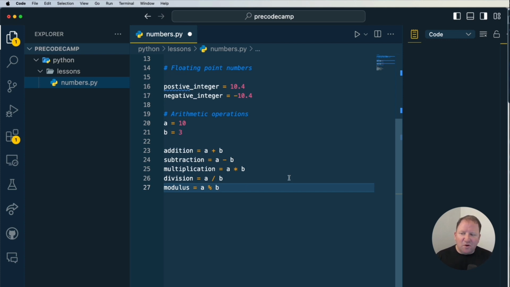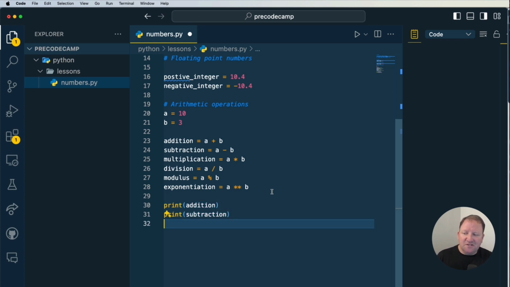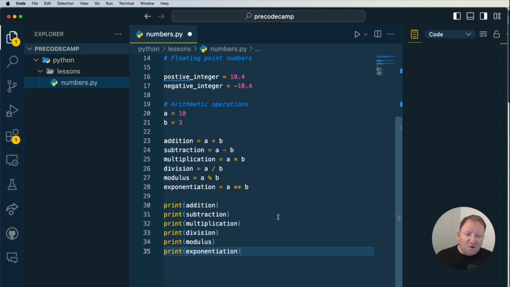And then if we're ever looking to do exponential math, we can do the exponential, and that's utilizing 2 asterisks. That means this is going to be 10 to the 3rd power. That's what the double asterisks mean. All right, and if we want, we can print each one of these. So we can print the addition, subtraction, multiplication, division, the modulus, as well as the exponent.